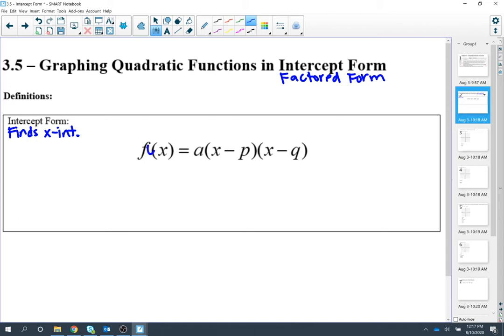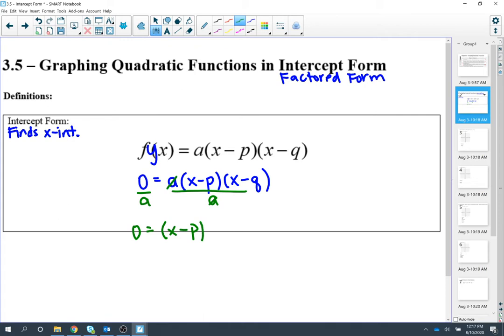And remember how in the last one we said that f of x is the same thing as y? If you're thinking about a graph, what is the y value at your x-intercept? And the answer to that is 0. So 0 equals, if I'm trying to find my x-intercepts, a times x minus p times x minus q. Now I'm looking at factored form. I have this thing equal to 0, so I'm going to use my zero product property. Before I do that, I don't like my a value, so I'm going to divide both sides by a. So 0 equals x minus p times x minus q.